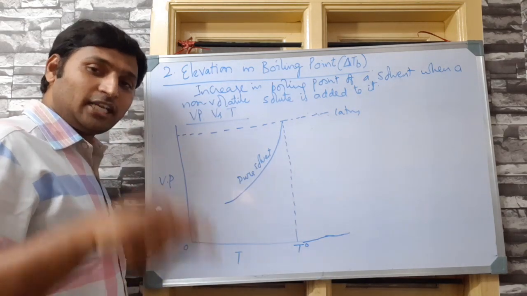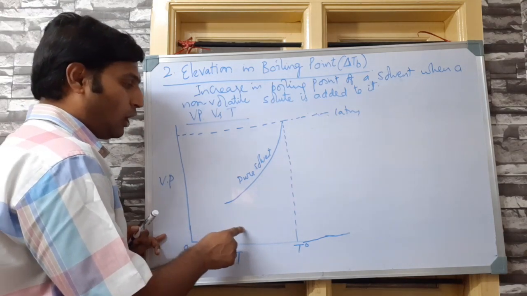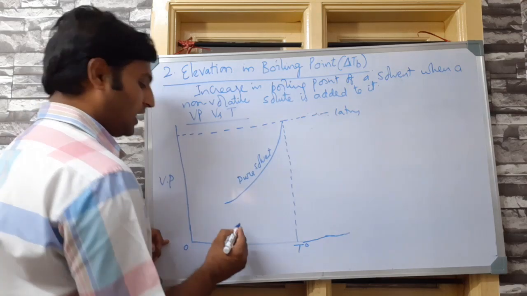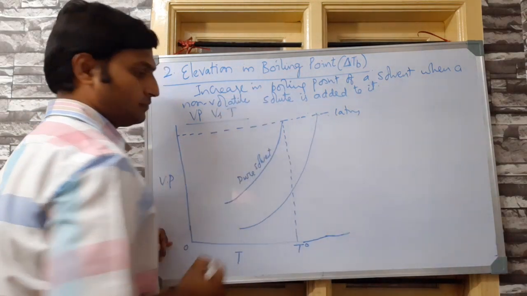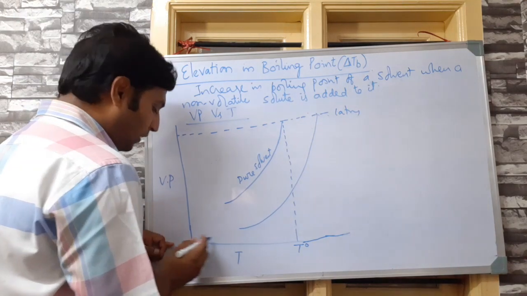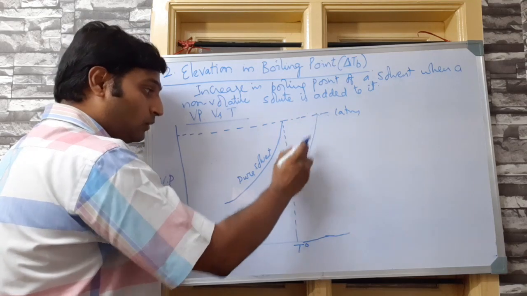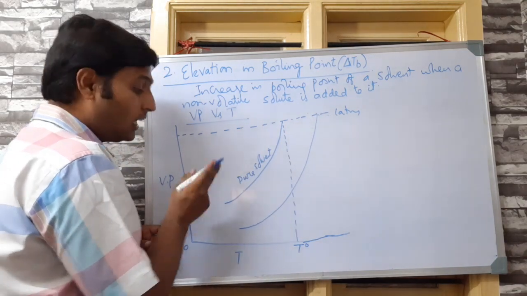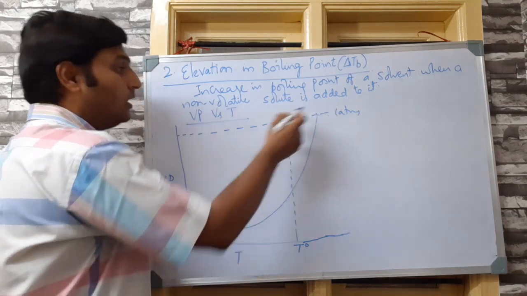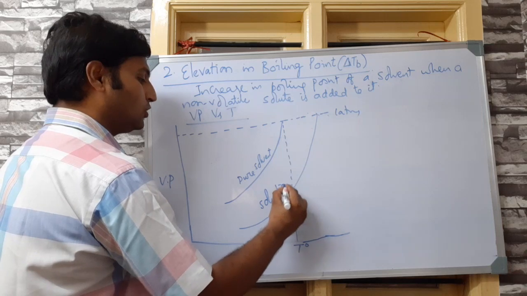You know very well, addition of solute decreases the vapor pressure. So vapor pressure of solution will always be below this curve. Now say the vapor pressure of solution goes like this. So vapor pressure of solution also increases with increase in temperature, but the points will always be below the points of pure solvent at any given temperature, because at any given temperature solution should have lower vapor pressure than the pure solvent. This is the solution curve.